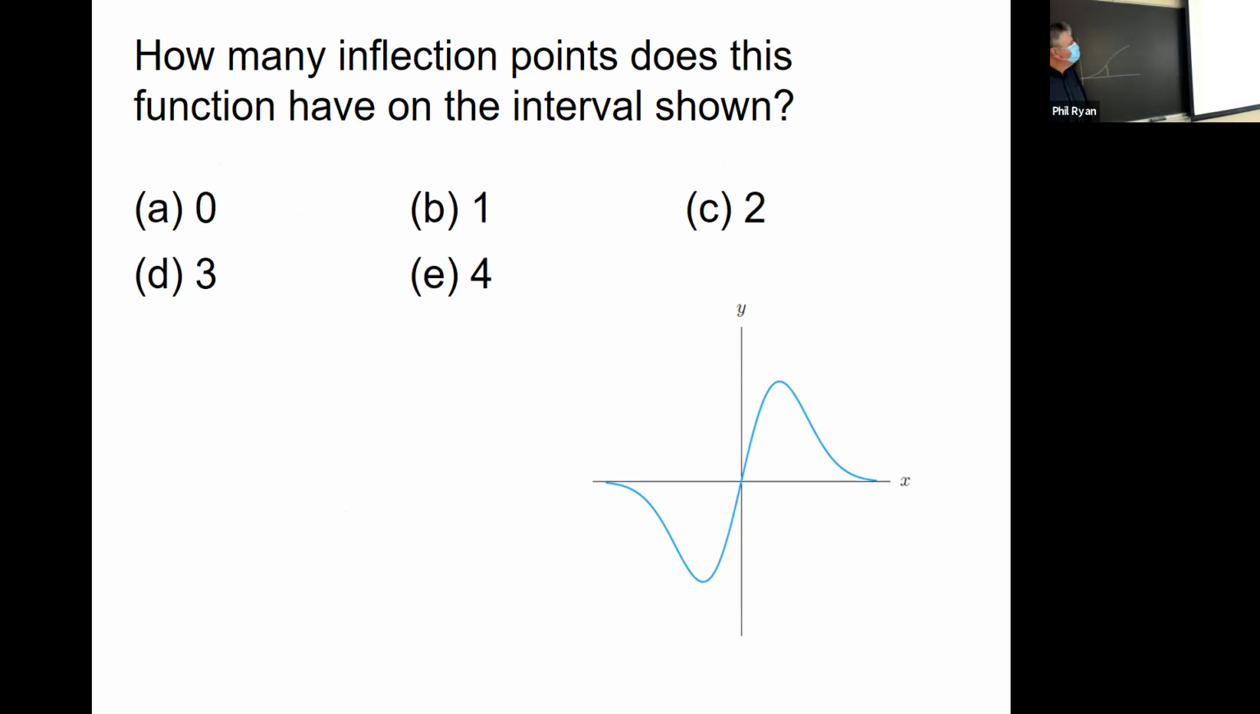Here we have an example of a function. How many inflection points does this function have? So, Peyton, what do you think? 3. Let's have a look. It's concave up, concave down, so there's one definitely there. But also all of a sudden the concavity changes around here. So 1, 2, 3. Yeah, I would agree with 3.